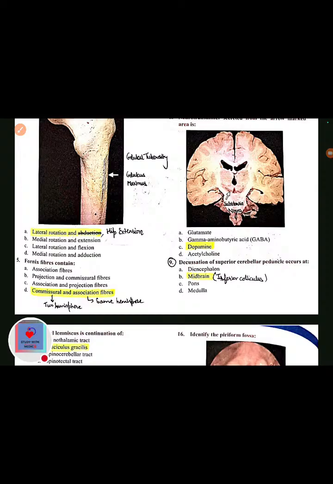Show me the images of attachment of gluteus maximus on hip bone.